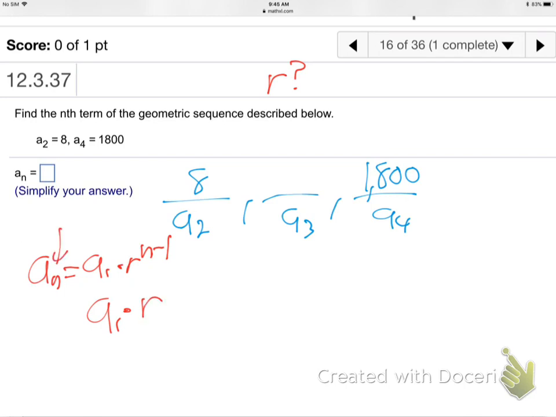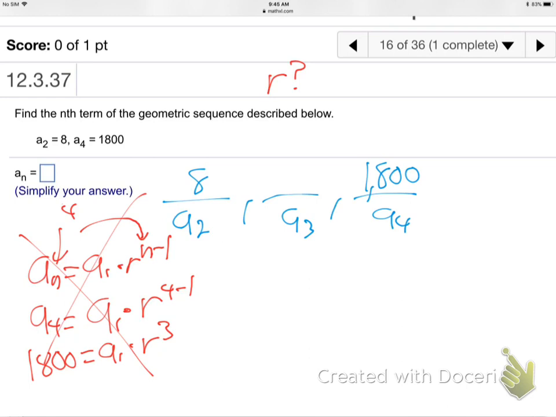But I could plug in 5 still. Or 4. Or I could plug in 4. Right? I'd say A4 is like that. And what is A4? 1800 is A1 times R to the third. But you see the problem? There's two unknowns. I don't know A1. I don't know R. That's not going to go anywhere.